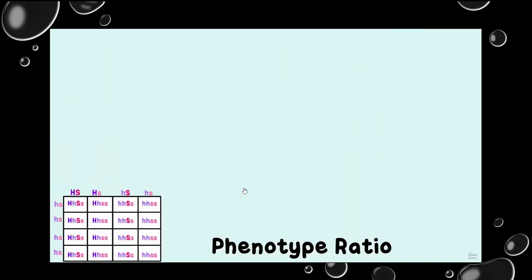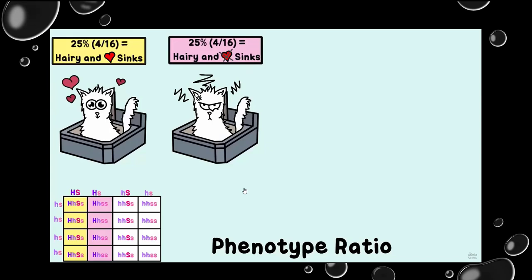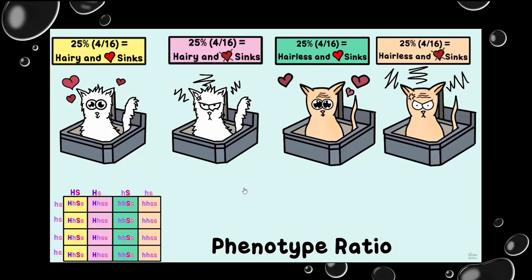We could write out that 4 out of 16 cats have hair and like sinks. 4 out of 16 cats have hair and dislike sinks. 4 out of 16 cats are hairless and like sinks. And 4 out of 16 cats are hairless and dislike sinks. This is also a 1 to 1 to 1 to 1 ratio.